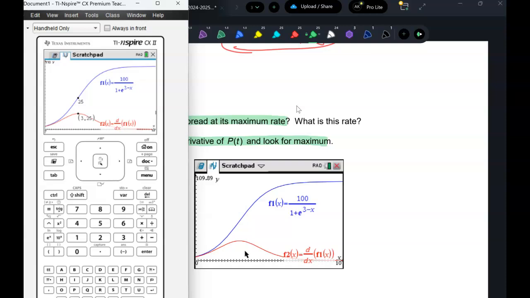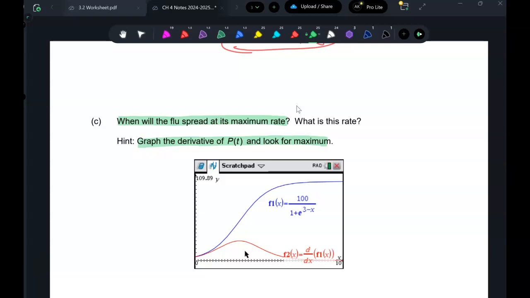Because this is what we call the point of inflection, a change in concavity, where it's right in the middle of the graph. The slope is the highest. So, when will the flu spread at its maximum rate? 25. When t equals 3 days. What is this rate? We already said it. 25 students per day.